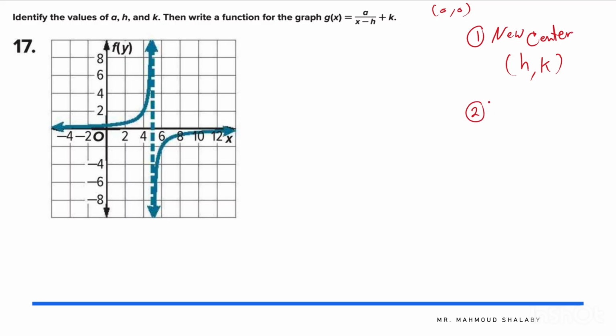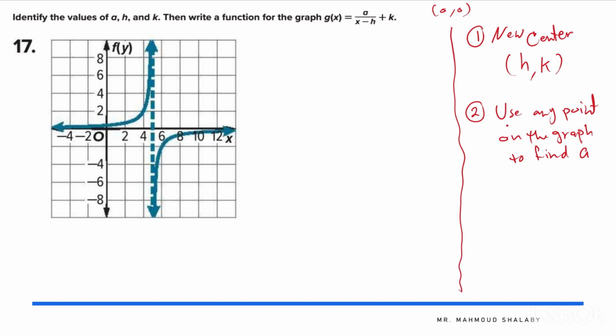Now, part 2, use any point on the curve, but be sure it's an accurate point, to find the value of a. These will be the steps we will follow when we solve this kind of question. Now let's start. As you can see here, the graph is very obvious.